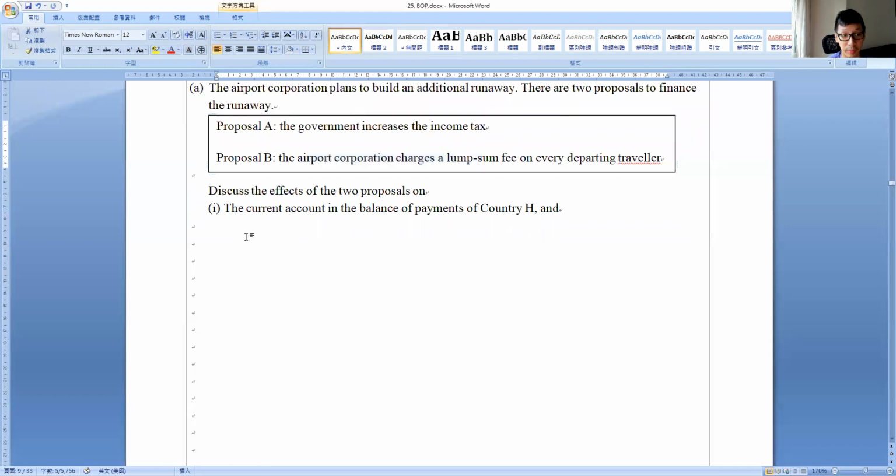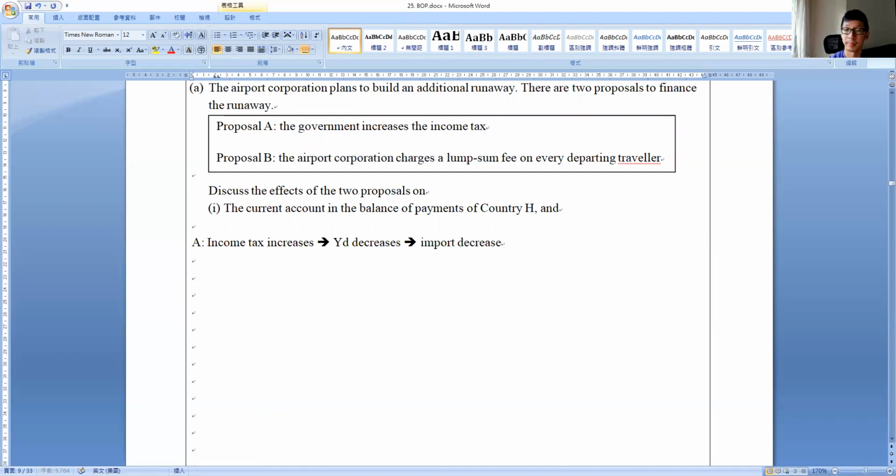OK, now we need to discuss the effect on a current account in the balance of payment of country H. Okay, so let's see. For Proposal A, the government increase income tax. So think about it. When income tax increases, our disposable income (YD) decreases. 好啦，喂，少咗錢喎。Since we have less money, so we'll be buying less from overseas. That would be import would decrease. 係咪？因為我哋少咗錢啊，買少咗人哋嘅嘢啊。OK, import decreases.